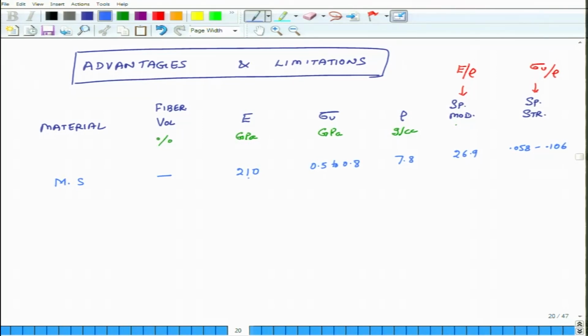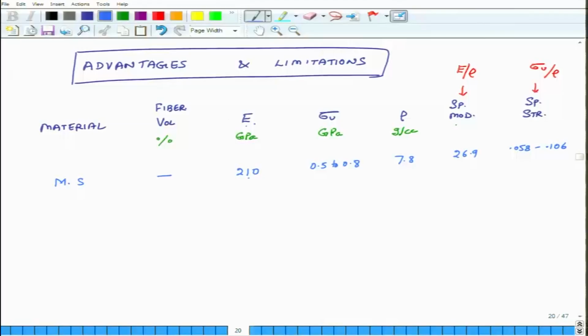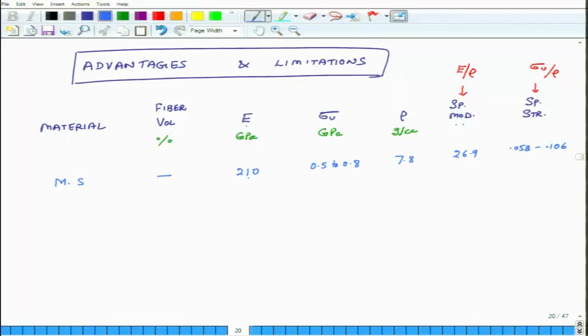Now, what does a specific modulus mean physically? It means, to produce the same amount of stiffness... See, this E is related to stiffness. We talked about it a couple of lectures back, and strength relates to the ultimate tensile strength of the material. So, to produce the same amount of stiffness, here I have to use a heavier material, 7.8 is the density. So, if this number is higher, it means that for less amount of weight I can produce the same amount of stiffness.